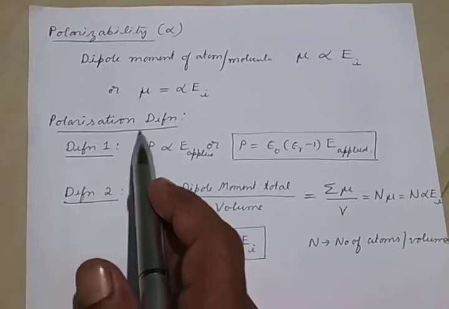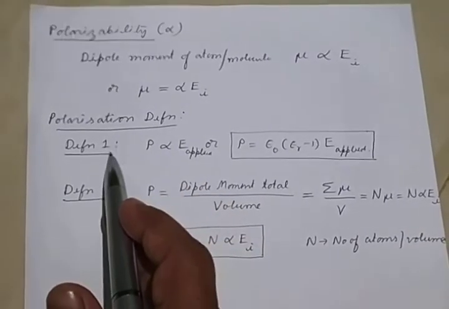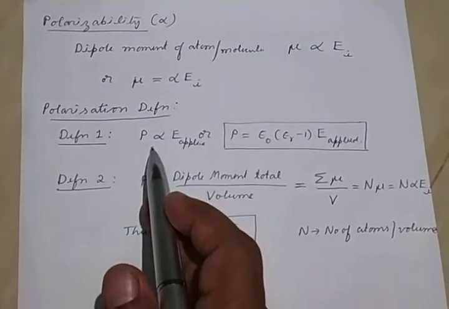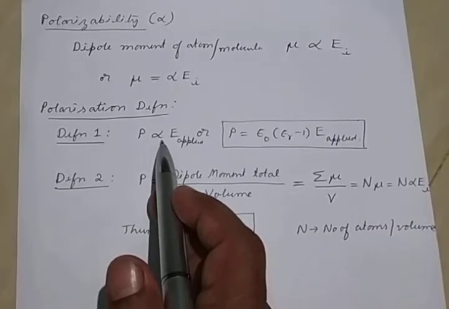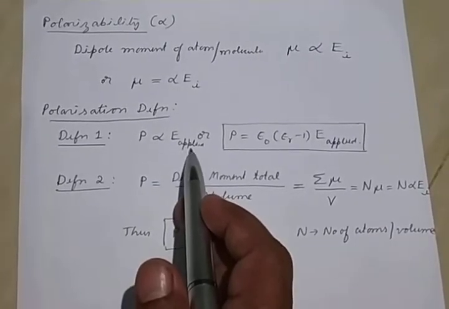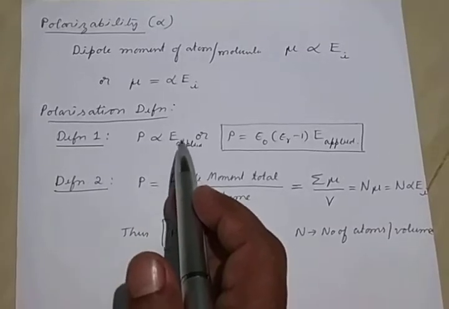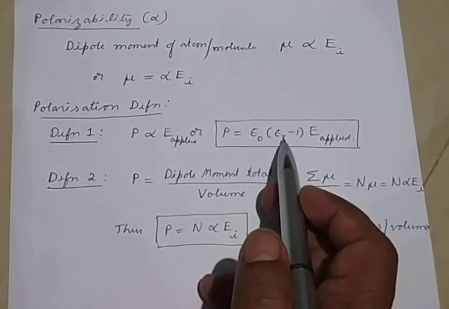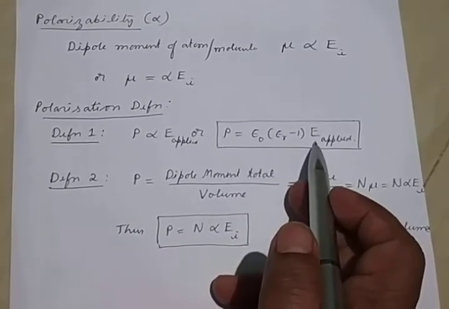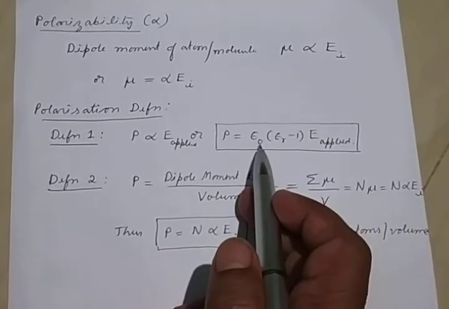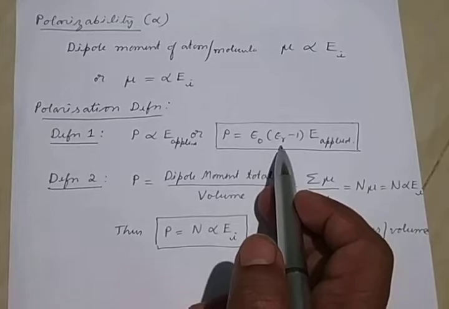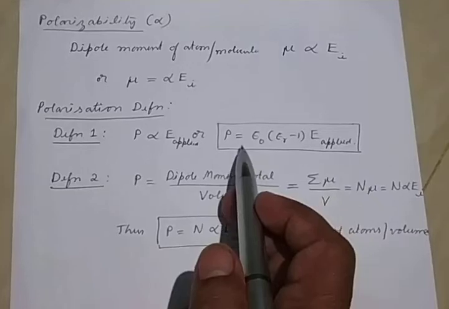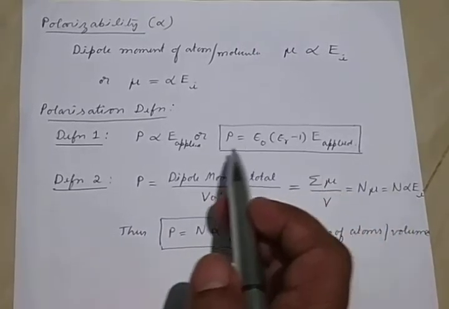Now if we come back to the polarization, there are two definitions we can give for it. One definition is that polarization is proportional to the applied field. So if I take the polarization proportional to the applied field, I get this equation: P is equal to epsilon naught into epsilon r minus 1 into the applied field E. Here epsilon naught is the permittivity of free space or vacuum and epsilon r is the dielectric constant. This is the definition of polarization where we take the macroscopic view of the material.